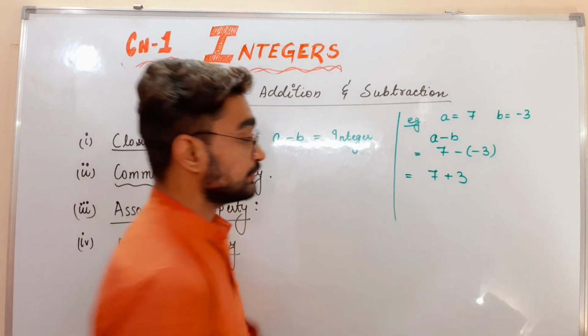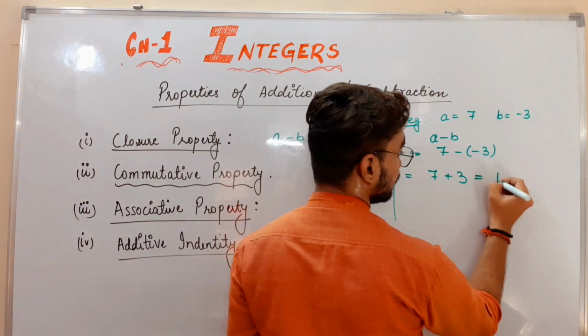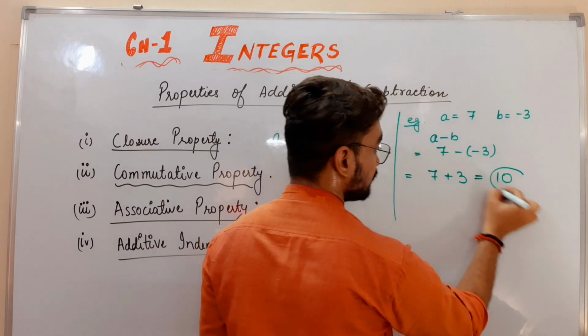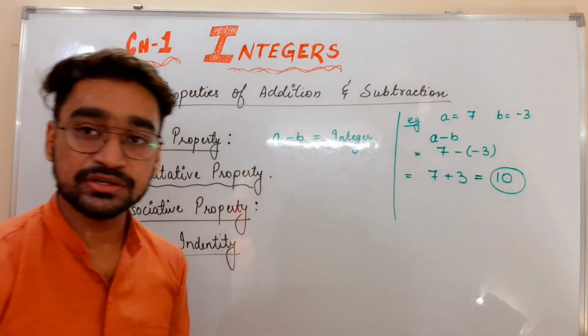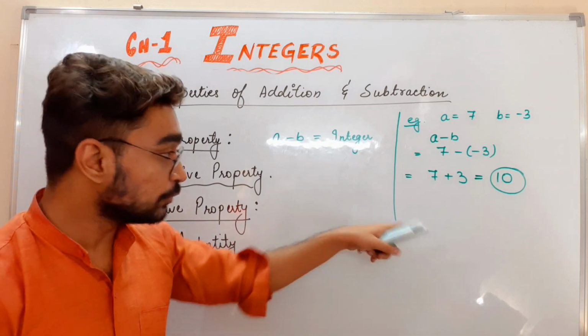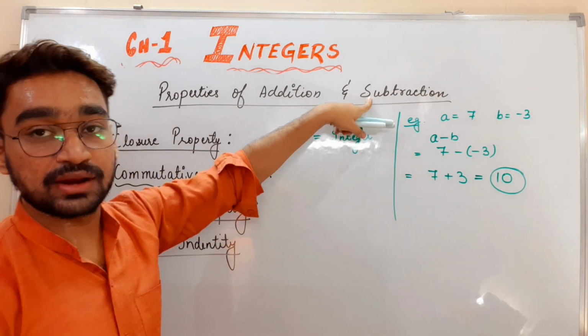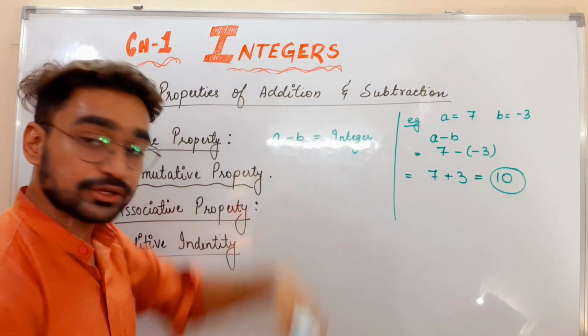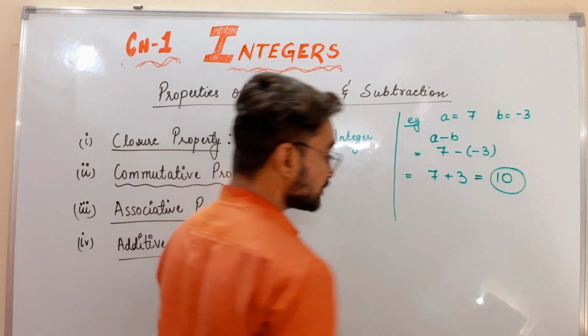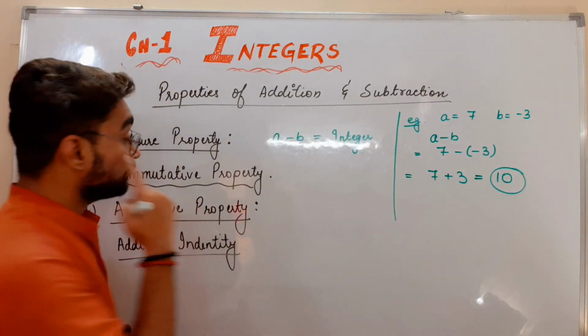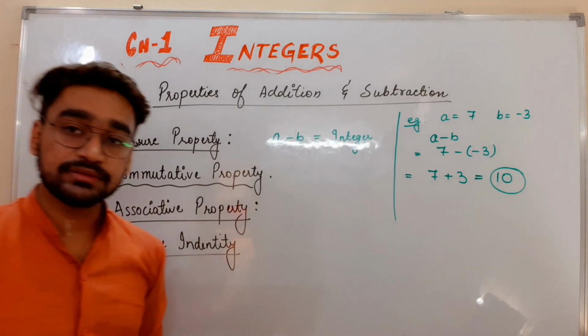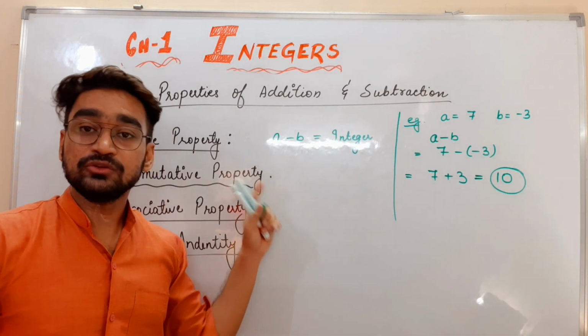7 plus 3, how much? 10. Is 10 an integer? Yes, 10 is an integer. So we can say that closure property is applicable in the case of subtraction as well as in the case of addition. Good.